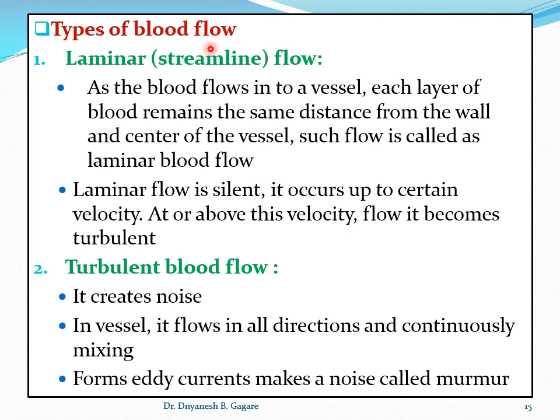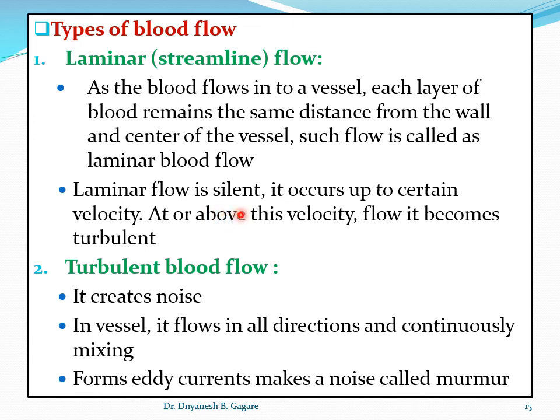Under the types of blood flow, because we studied that blood flow is directly proportional to the pressure difference and inversely proportional to the resistance, this blood flow in the various segments is divided into two types, that is laminar blood flow and turbulent blood flow. What is laminar blood flow? It is very simple: as the blood flows in the vessel, each layer of the blood remains the same distance from the wall and the center of the vessel. Such blood flow is called laminar blood flow.